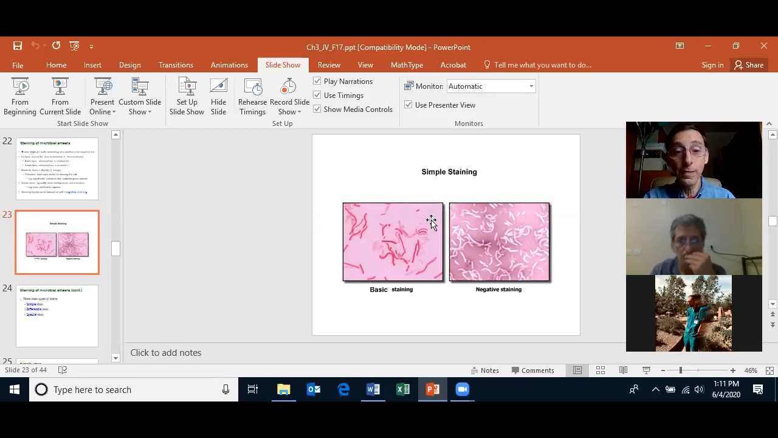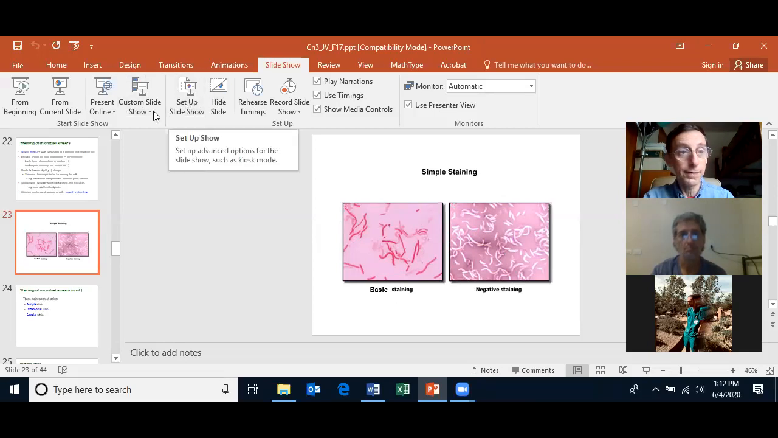This slide is one that is in the worksheet, but I just want to point it out because there are two simple stains, a basic stain shown on the left here, and a negative stain shown on the right. Let me go ahead and make this a little better to see.